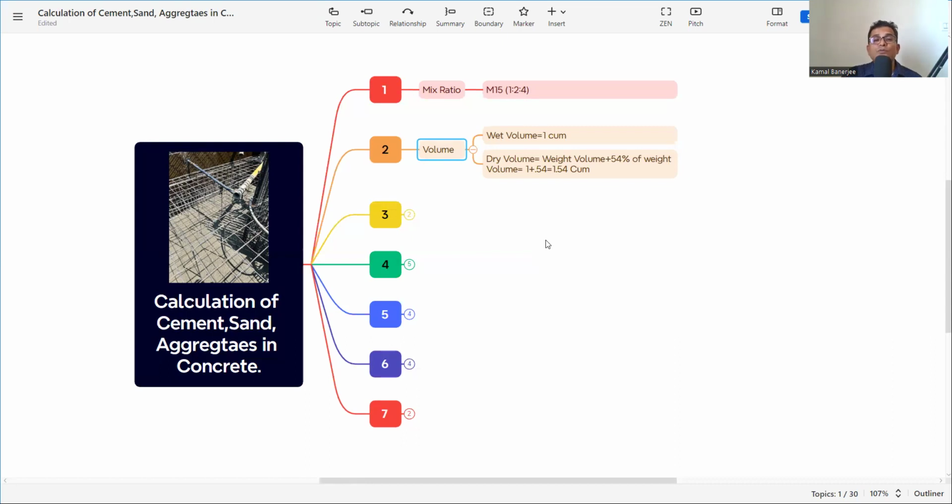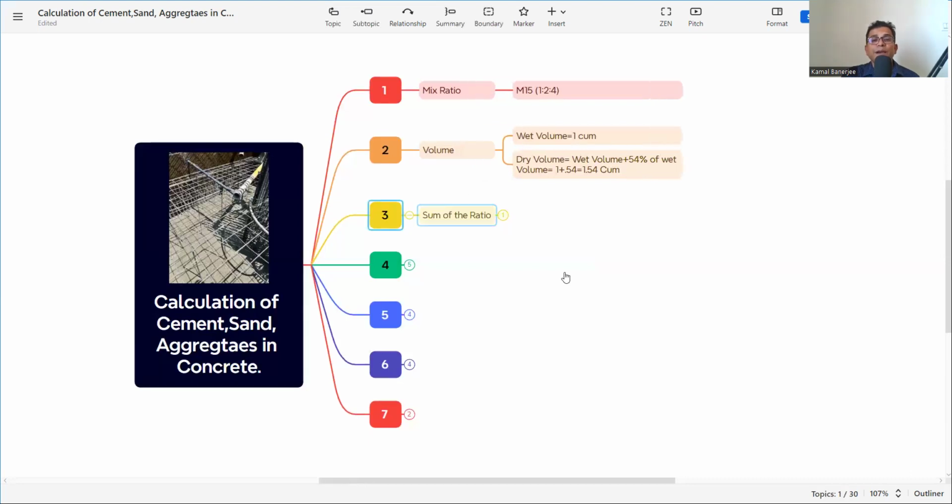We will not get the exact 1 cubic meter of concrete. So that is why we need to convert the wet concrete volume into the dry volume. So what will be the dry volume formula? That is wet volume plus 54% of wet volume. That means one cubic meter is the wet volume and 54% is to be added. So 1 plus 0.54 becomes 1.54. So this will become my dry volume.